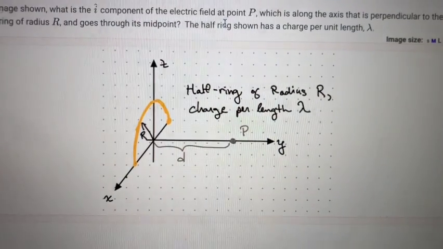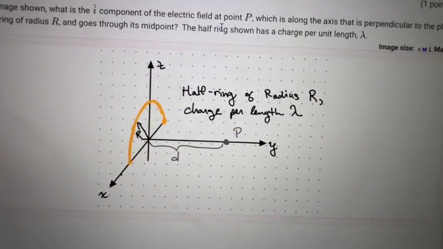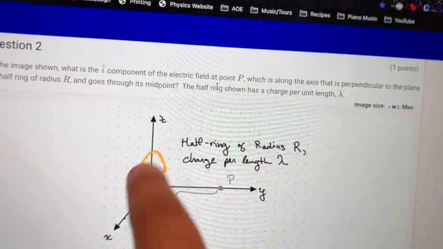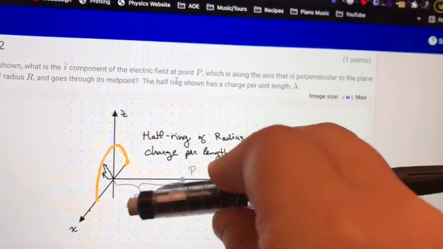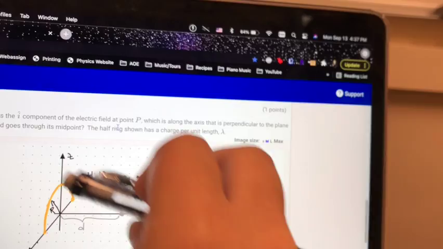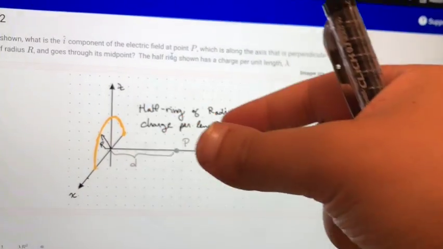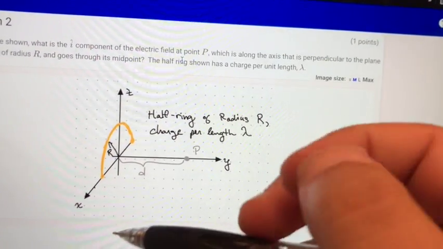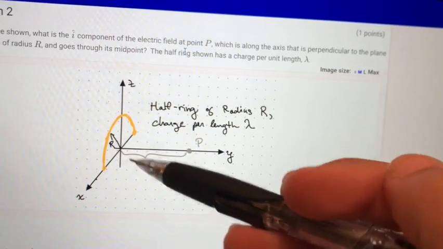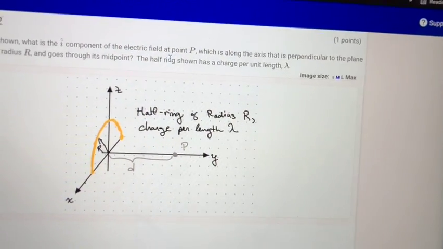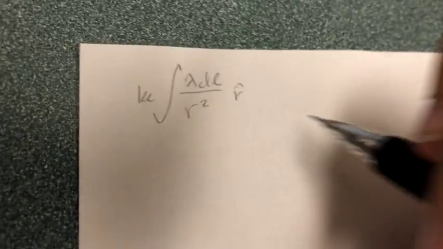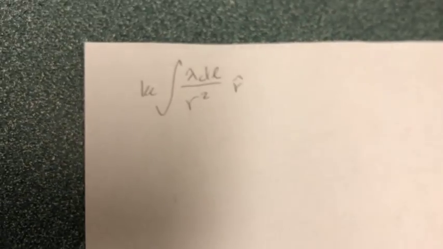All right, so we're trying to find the electric field at this point P as affected by that. We know it's going to be going that direction-ish, kind of down that way. And like we said, the x component is going to cancel because in the x direction it's symmetrical, so it's going to be affected the same from both directions. So the integral we're going to use is k_e lambda dl over r squared times r hat. And we're going to break this down into all of its pieces.